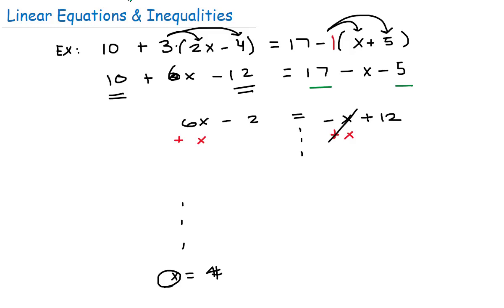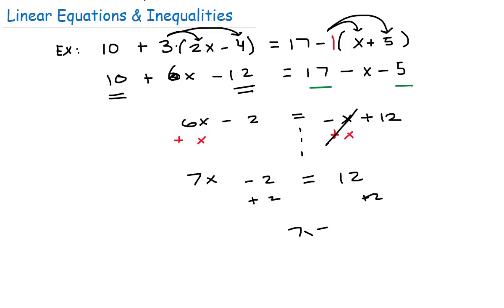So notice the x's are gone on the right side, leaving you with just your number 12, and on the left side you now have a total of 7 x's. So 7x minus 2, and then almost the last step, we're going to move this 2 over, so add 2 to both sides. And so we get 7x equals 14.